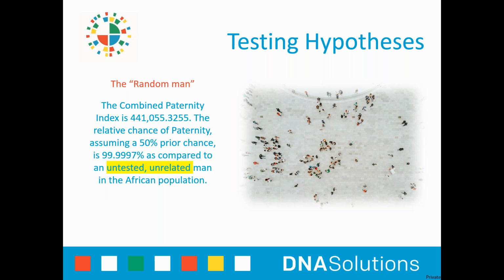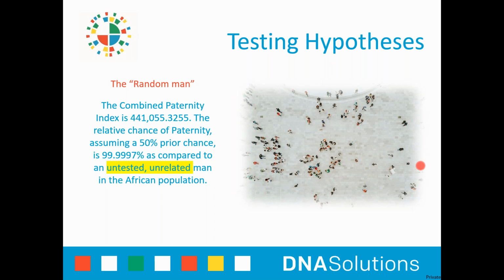If they're not excluded, we use statistics to determine which is the most likely of 2 hypotheses. Now, for paternity and maternity, that's the random man hypothesis. So we have 2 hypotheses. One is that the alleged father that you sent in with the case is actually the father. The other hypothesis is some untested, unrelated man in the same population is the father. And so this might be text you'd see in a paternity report. The relative chance of paternity, assuming a 50% prior chance, is, and they're normally very high numbers, as compared to an untested, unrelated man in the population that was selected.